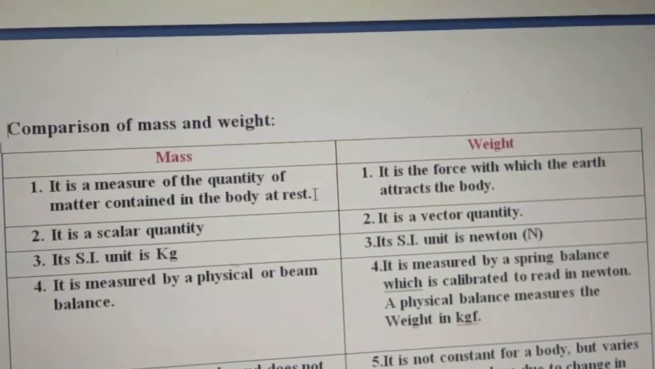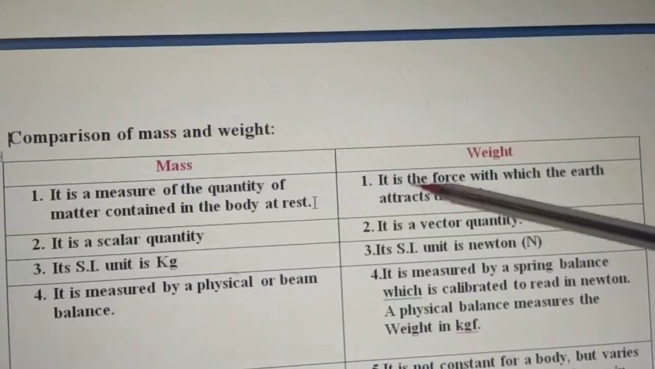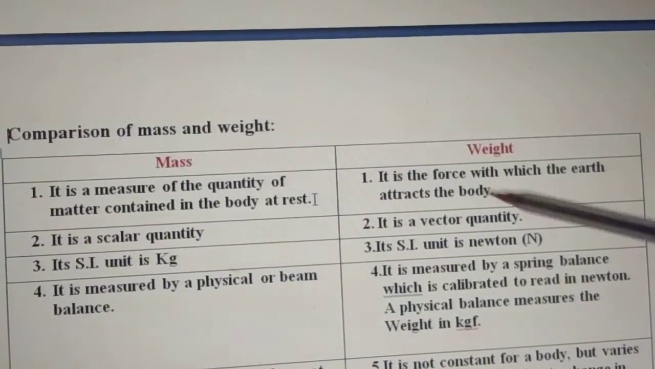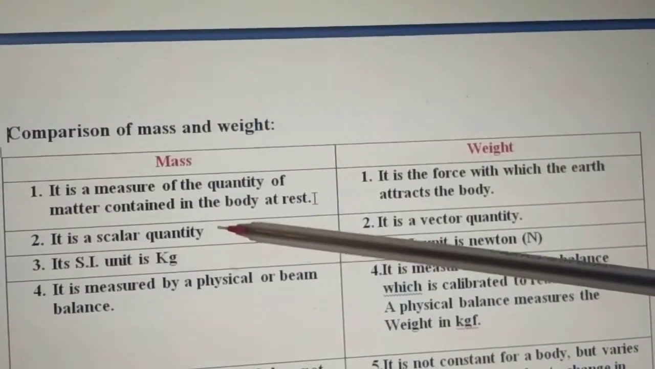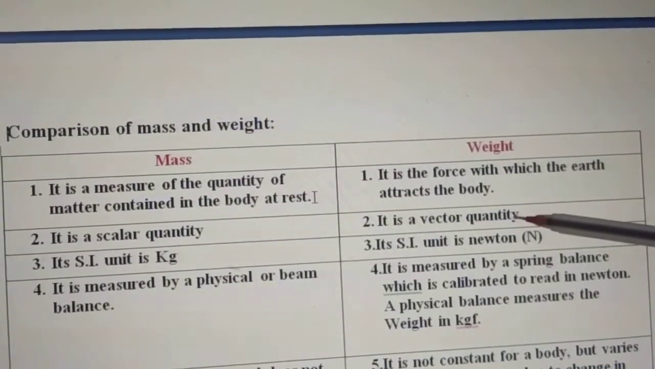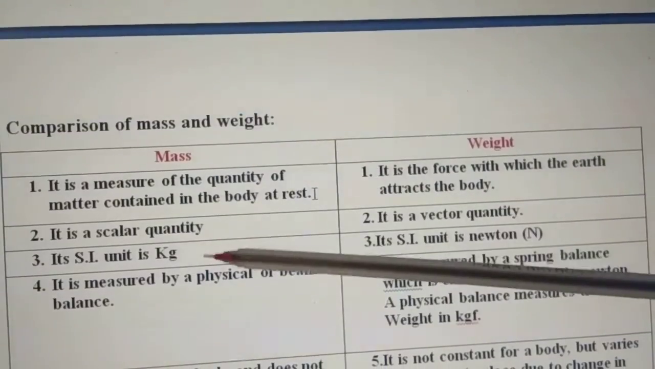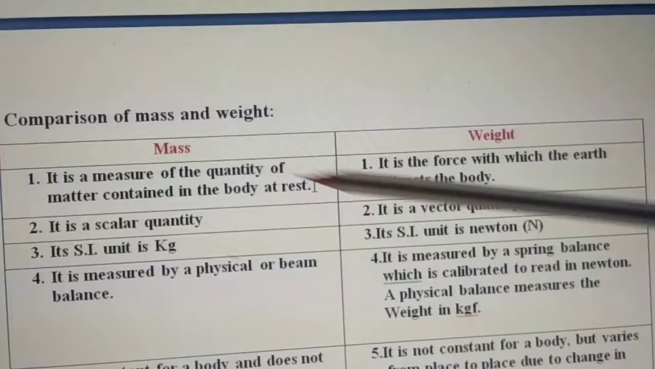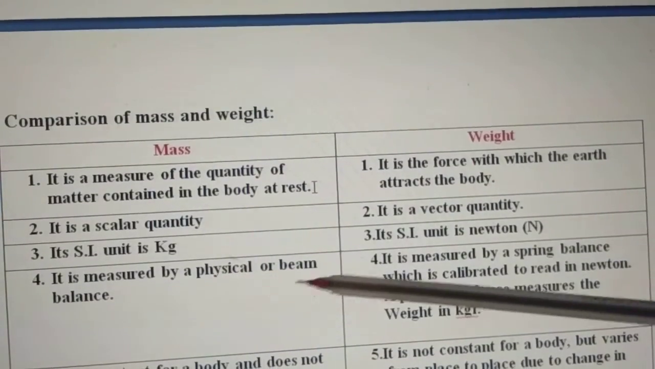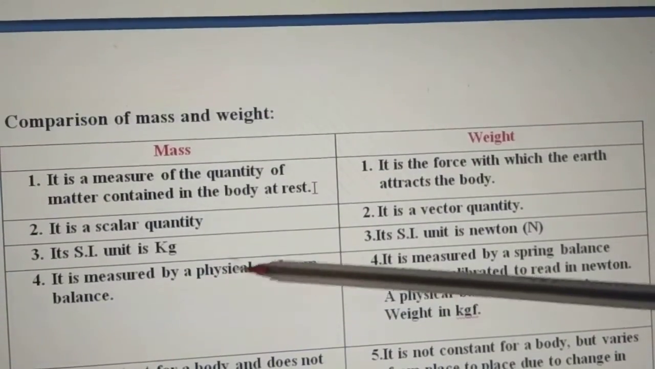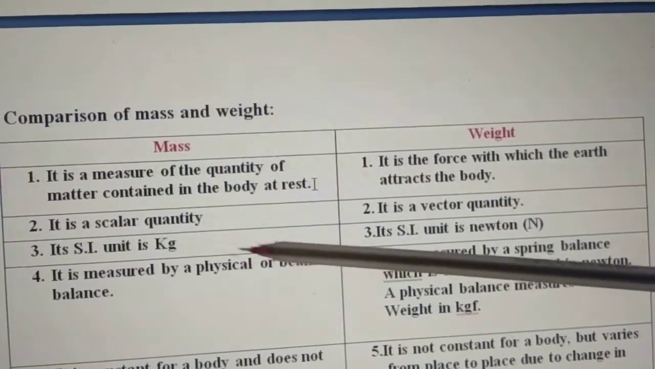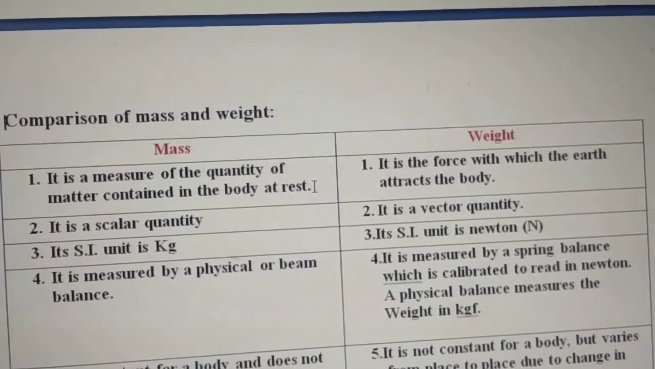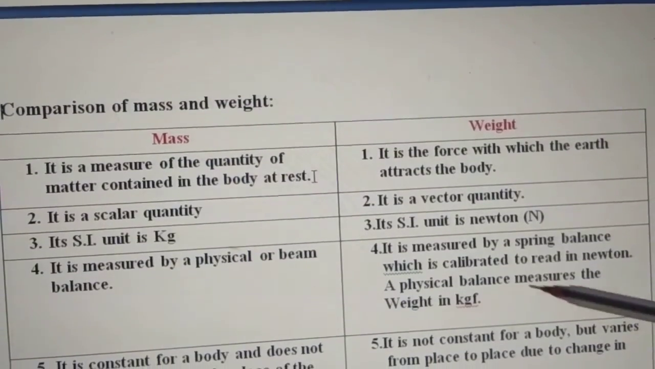Another thing is that the weight of the body is the force with which the earth attracts the body. The mass is, as you already know, a scalar quantity, while the weight is a vector quantity. The mass is measured in kg, but the weight is measured in Newton. And the mass is always measured using a device called a physical balance, or beam balance. You know the physical balance, it is there in the lab itself.